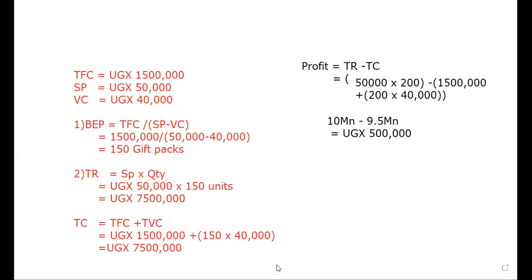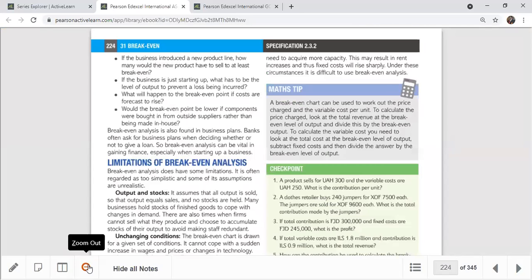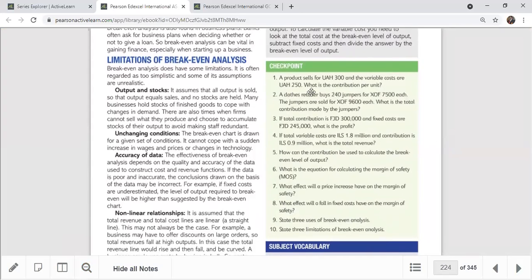So this is the first question we discussed, and now the second question. We'll go to a couple of short answer questions, non-case-study-based, the checkpoint questions. The product sells for UAH 300 and the variable cost is UAH 250. What is the contribution per unit? We can calculate contribution by selling price minus variable cost. So 300 minus 250. The answer is UAH 50. Contribution per unit is 50 UAH.